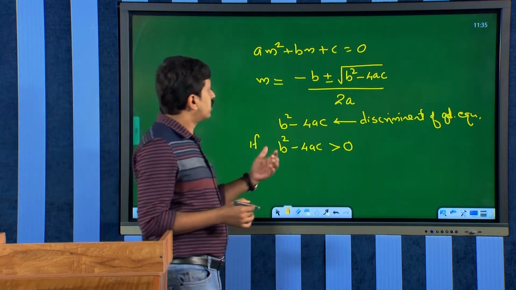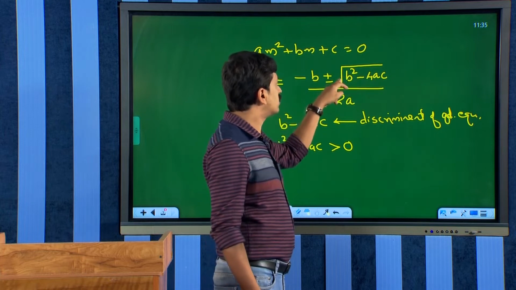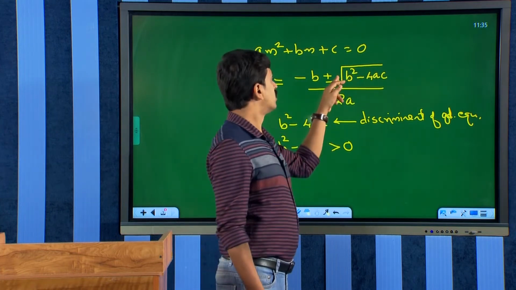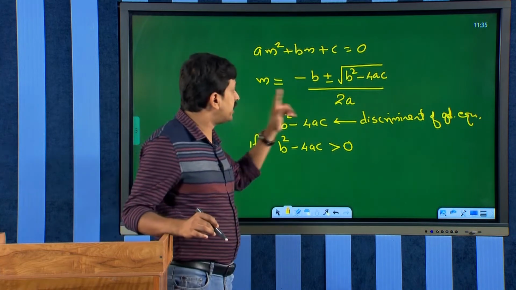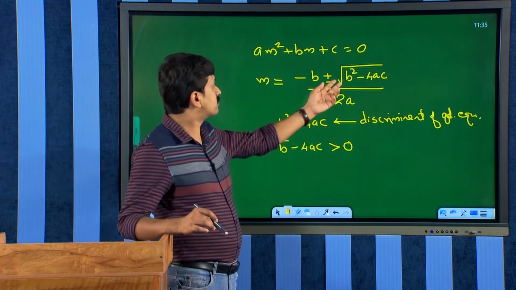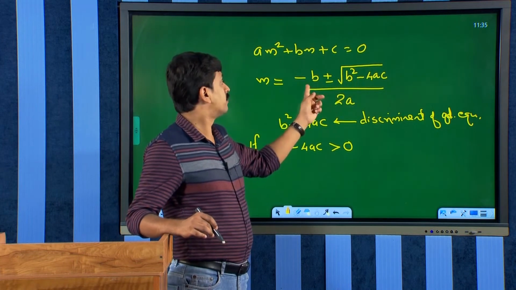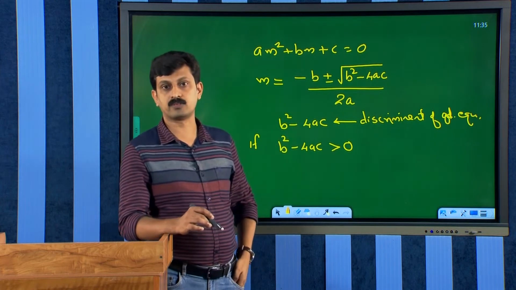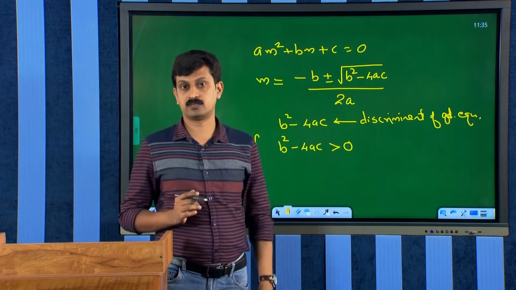If b square minus 4ac is greater than 0, the value inside the root is greater than 0, therefore its square root will be positive. So we have minus b plus a positive number, minus b minus a positive number. So definitely we will have two different real numbers.